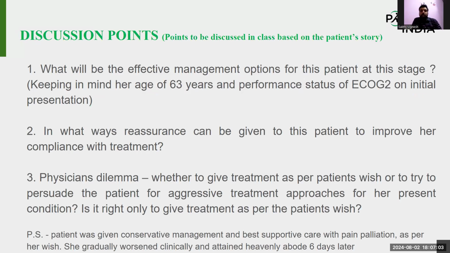Discussion points. What will be the effective management options for this patient at this stage? In what ways can reassurance be given to this patient to improve compliance with the treatment? Physician dilemmas: whether to give the treatment as per the patient's wish, or to try to persuade the patient toward aggressive treatment approaches for the present condition, or is it right only to give treatment as per the patient's wish?